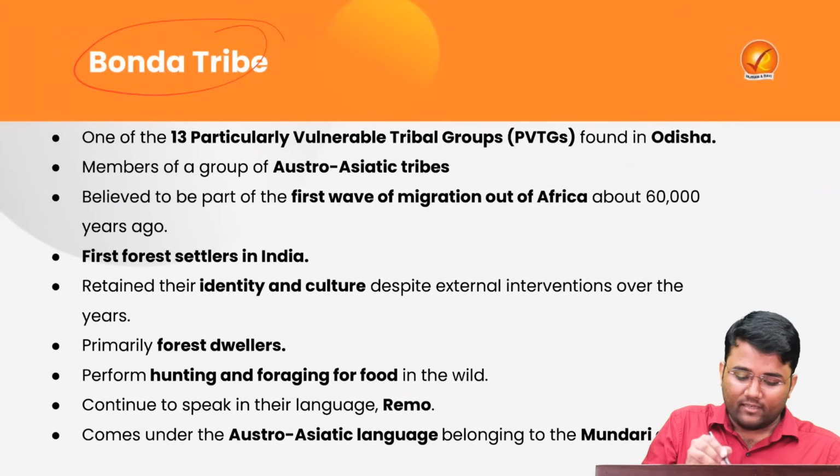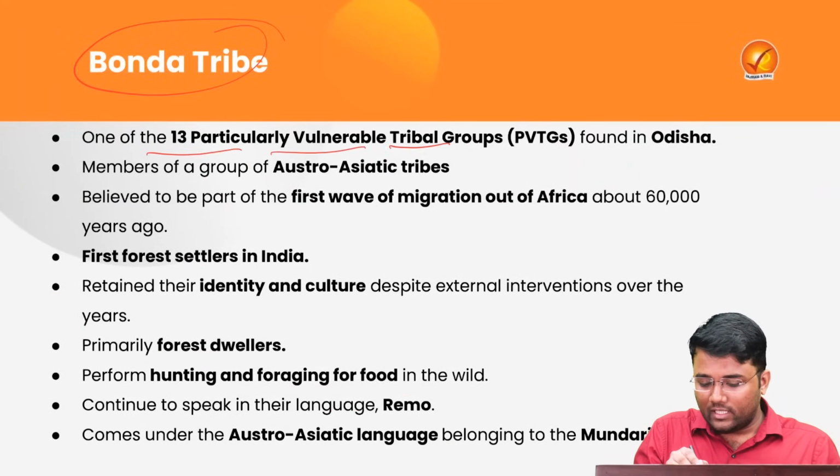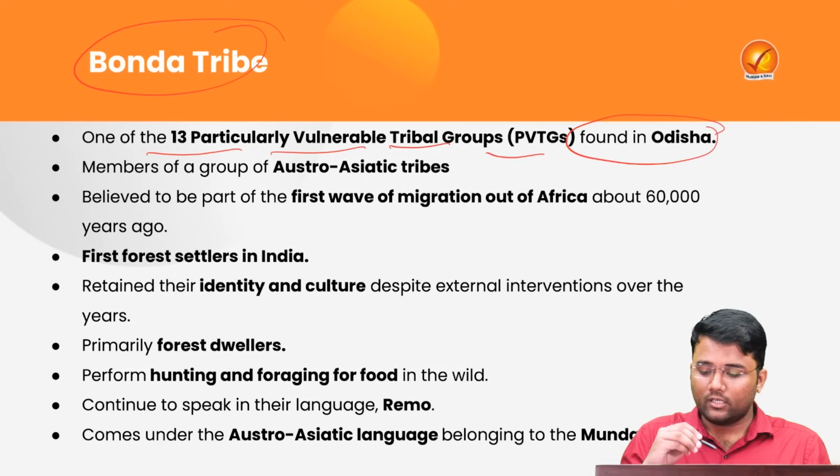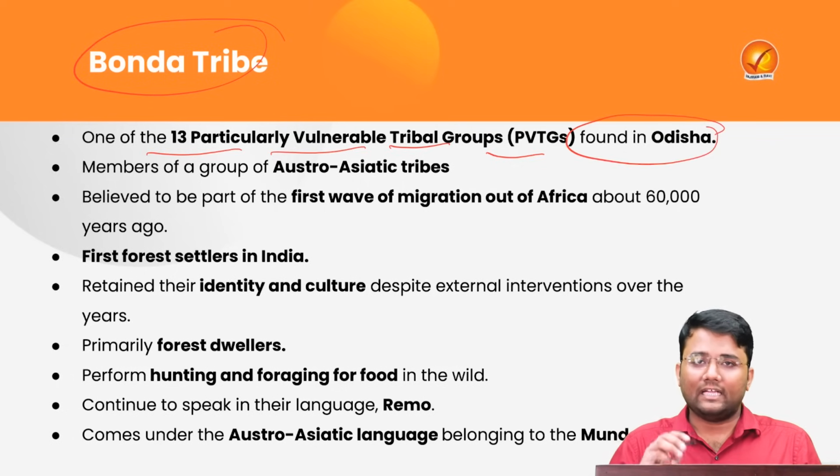Next is the Bonda tribe. One of the 13 particularly vulnerable tribal groups is the Bonda tribe, which is found in Odisha. Now you people tell me, as of now, how many PVTGs are there in India? And this has also been asked in one of the UPSC prelims questions.